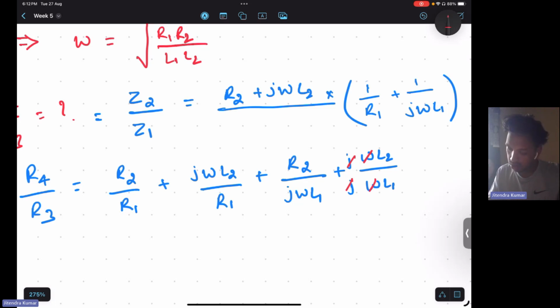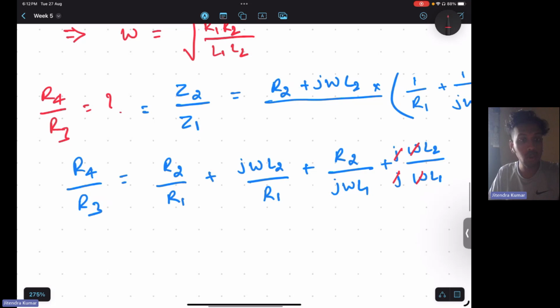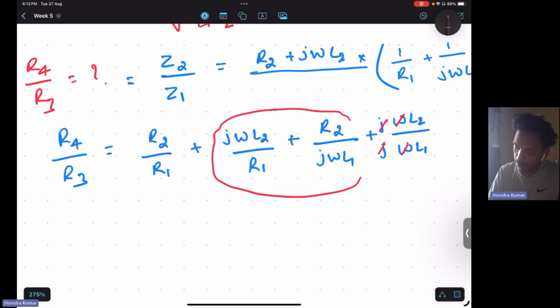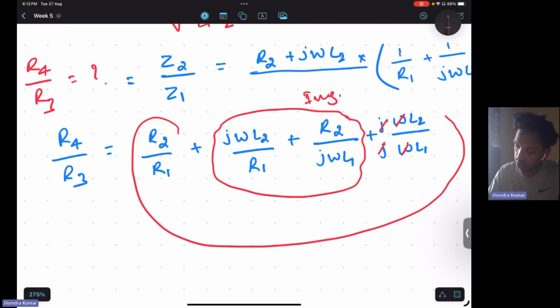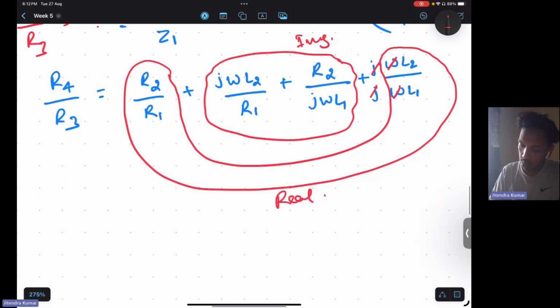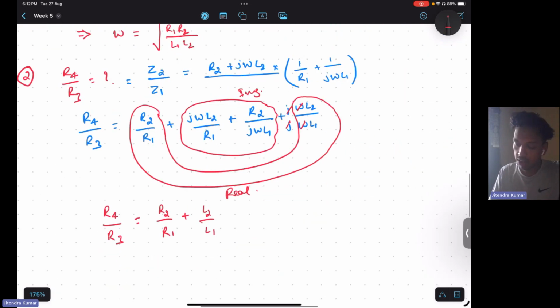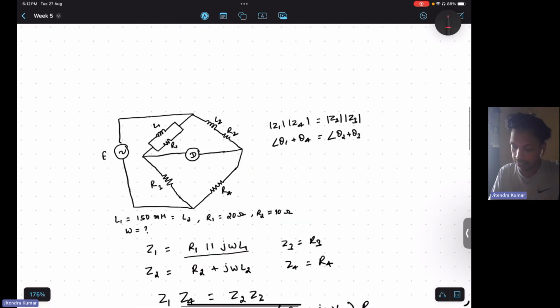So if we want to find out R4 by R3, then we must focus on only the real terms. Real terms are here. These two are imaginary terms, and these two are real terms. So we can safely say that R4 by R3 is equal to R2 by R1 plus L2 by L1. So this is how we find the value of R4 by R3 from this bridge.